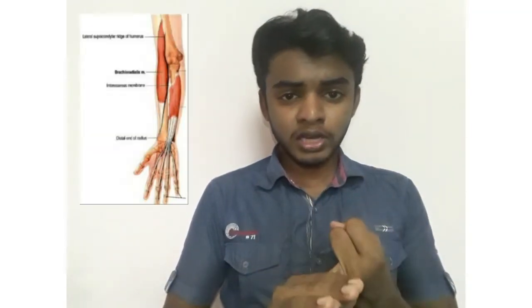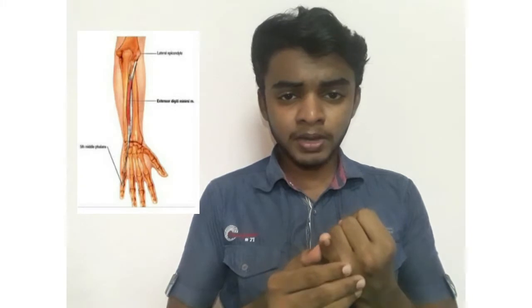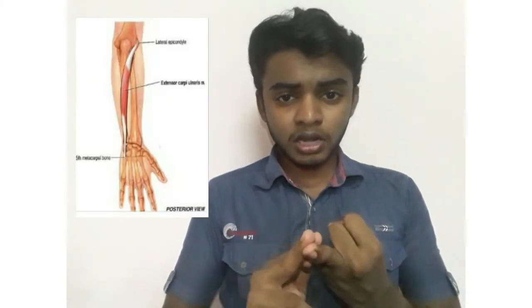Like the flexor compartment, the extensor compartment is also divided into superficial muscles as well as deep muscles. There are 7 superficial muscles and 5 deep muscles present in the extensor compartment or posterior compartment of the forearm. So totally there are 12 muscles. The 7 superficial muscles of the extensor compartment are the anconeus, brachioradialis, extensor carpi radialis longus, extensor carpi radialis brevis, extensor digitorum, extensor digiti minimi, and finally extensor carpi ulnaris.